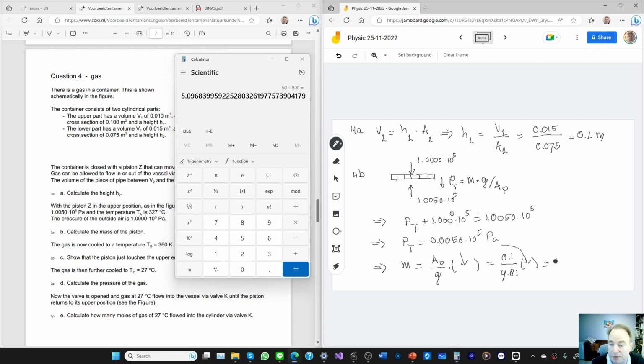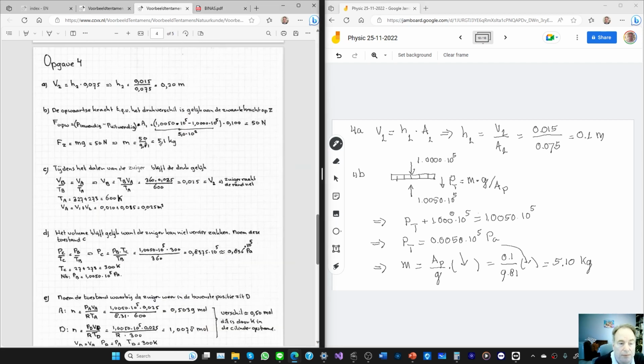That is 5. Let's see how many we want to keep. It's generally 3 significant digits. So say 5.10 kilograms. Okay, they kept 1 significant digit.